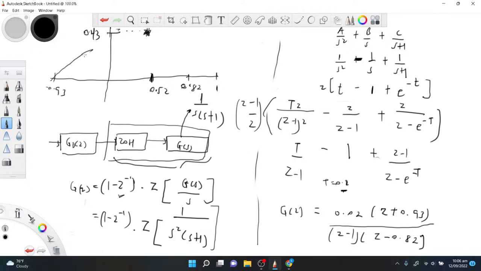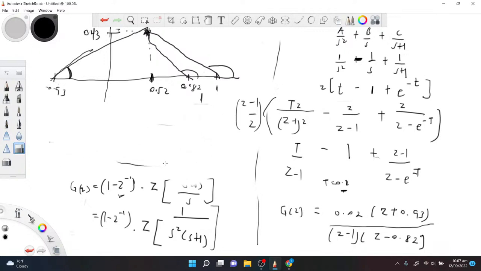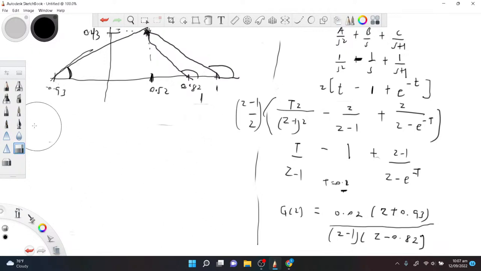So now I want to find the angular contribution. You just draw a straight line from here to here, from here to here, and from here to here. So what do you want to do? You want to find this angle, and this angle here, and this angle here. So now, how do I find this angle? I'll just use tan. So let me call this theta 1.